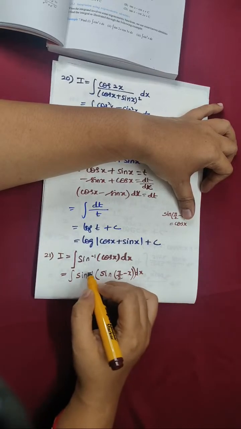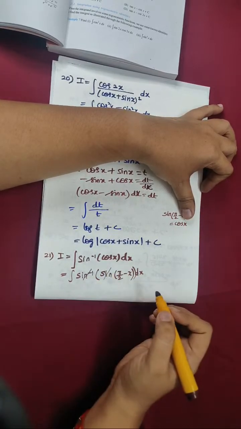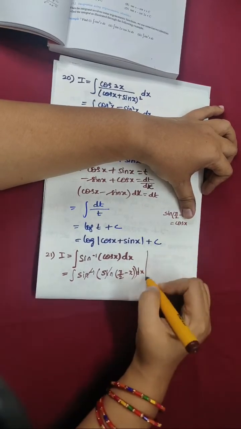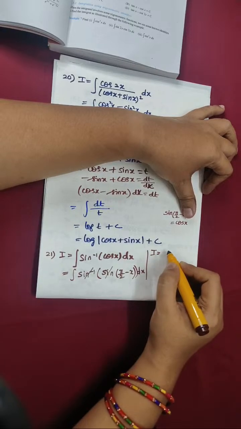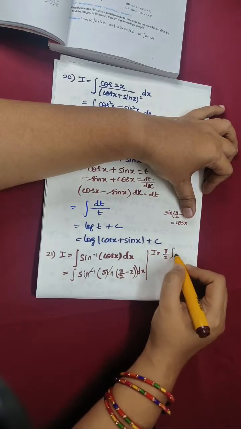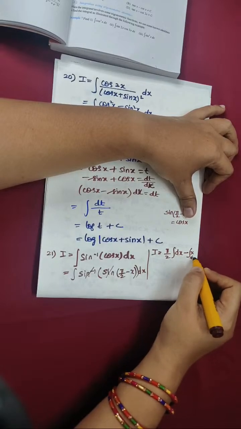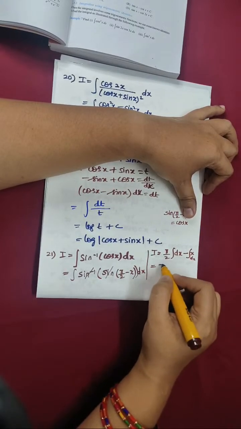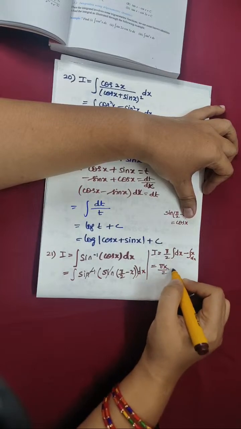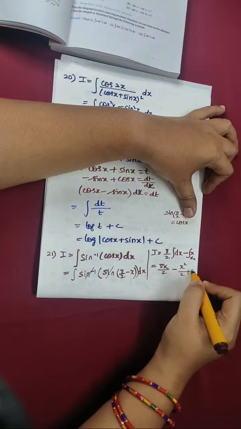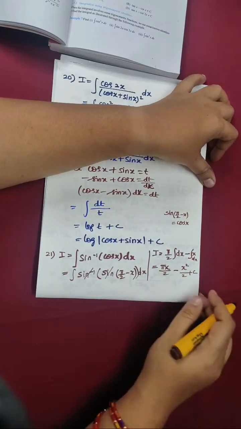So now using the inverse property, inverse and trigonometry gets cancelled. So I equal to integral pi by 2 minus x dx. Pi by 2 is constant, you can take it out. So integral dx minus integral x dx. So integration of dx is x. So it is pi x by 2 minus x square by 2 plus c. This is the final answer.